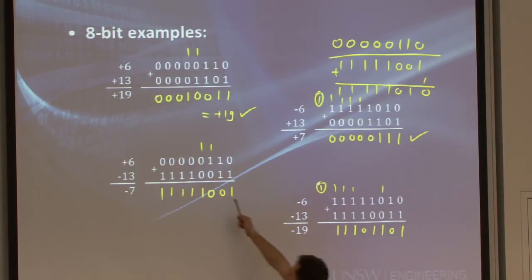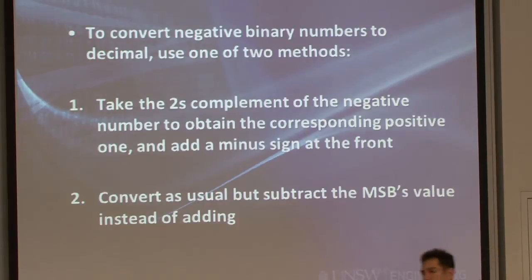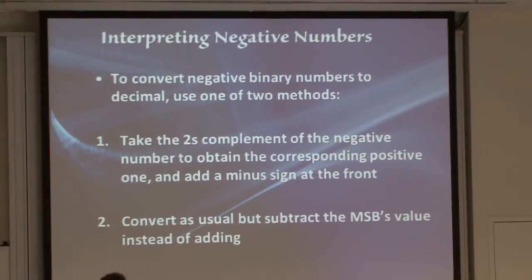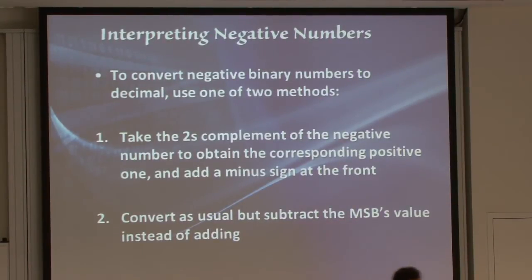Now, in those two examples, I've shown you two negative numbers, but how do we know whether they represent the right number? Well, there are two ways to convert a negative binary number into decimal. The first one is to take the 2's complement of it to get its positive equivalent, convert it as usual to decimal, and that will give you the positive magnitude of that number, and then stick a minus sign at the front of this decimal. The other way is to convert it as you would convert any binary number to decimal, but then subtract the most significant bit's value instead of adding it together to the rest of the number. Again, I'll show you an example. Both of these methods should give you the same result.